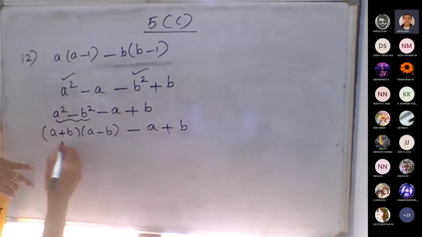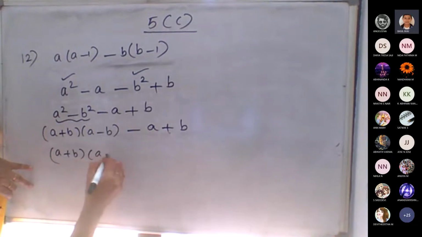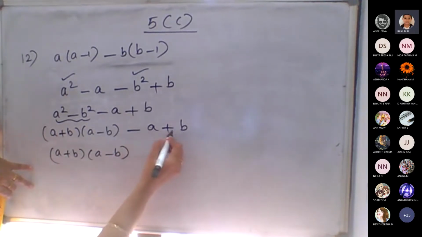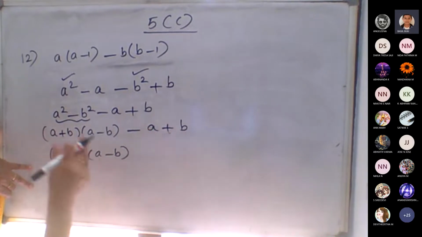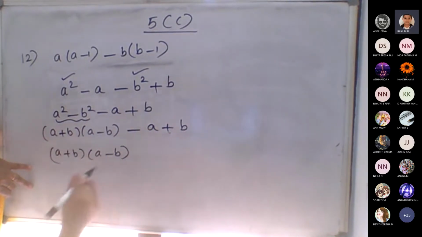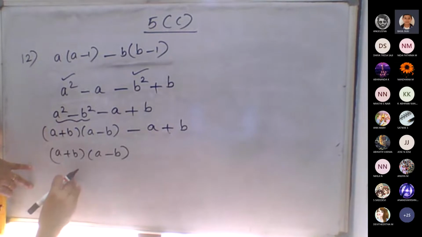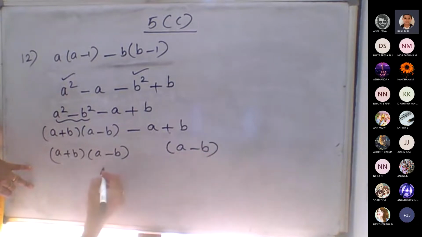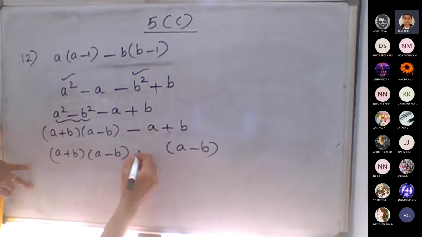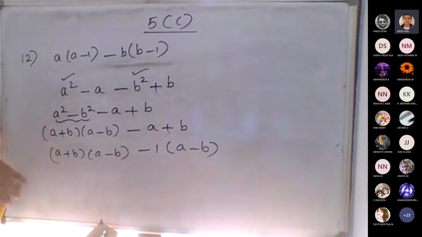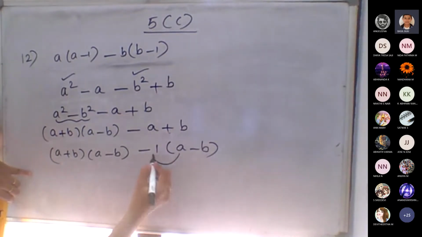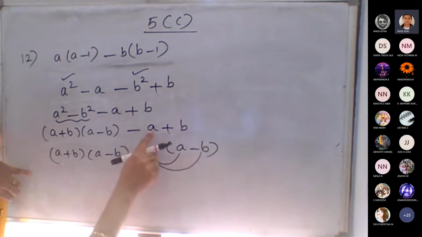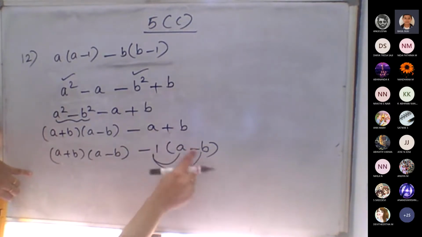So we have to adjust this A plus B into A minus B. That negative A plus B, we have to write in terms of either A minus B or A plus B. Then only in the next step can we take A minus B or A plus B common. So for that A minus B, if we take negative 1 common and change the bracket, we will get negative 1 into A, negative into negative, positive B.